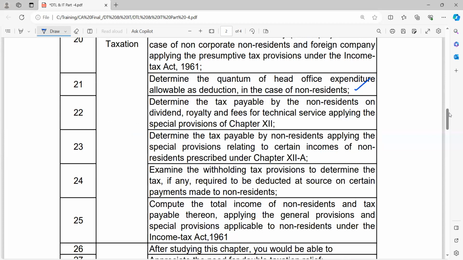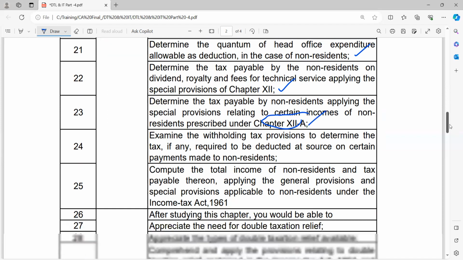You can determine the tax payable by the non-residents on dividend, royalty and fees for technical services applying the special provisions of Chapter 12. You can determine the tax payable by non-residents applying the special provisions related to certain incomes of non-residents prescribed under Chapter 12A.